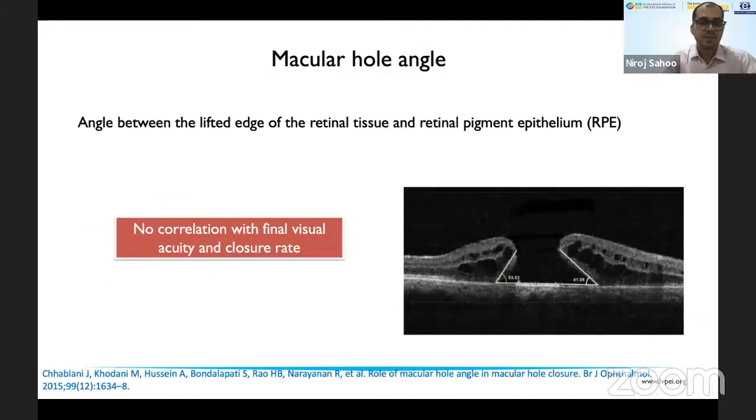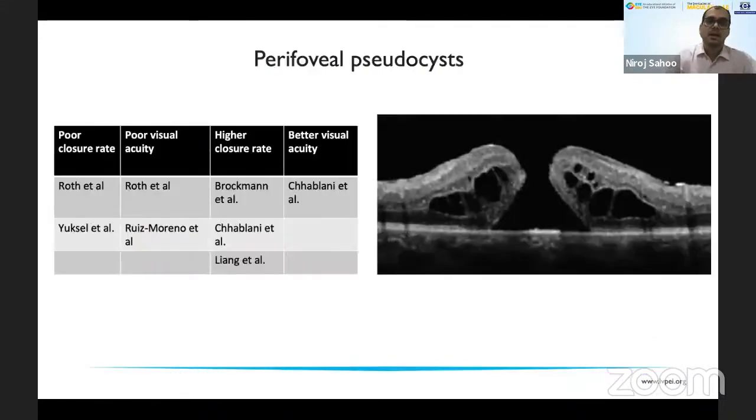The macular hole angle has absolutely no correlation with final visual acuity or closure rate. When we look at the perifoveal schisis, again, the papers are all over the place, with papers showing that it is associated with poor closure or poor visual acuity, and again, papers which have shown that it is related with higher closure rate and better visual acuity. Now, this is just the presence or absence of cysts at the hole margins.